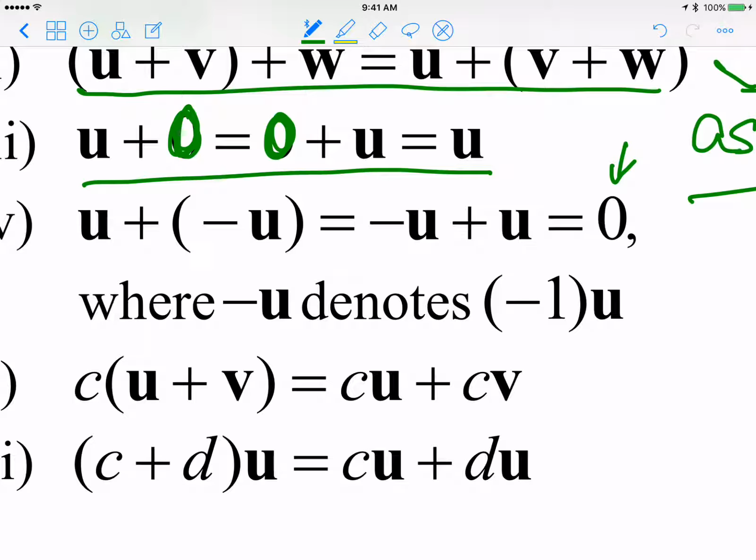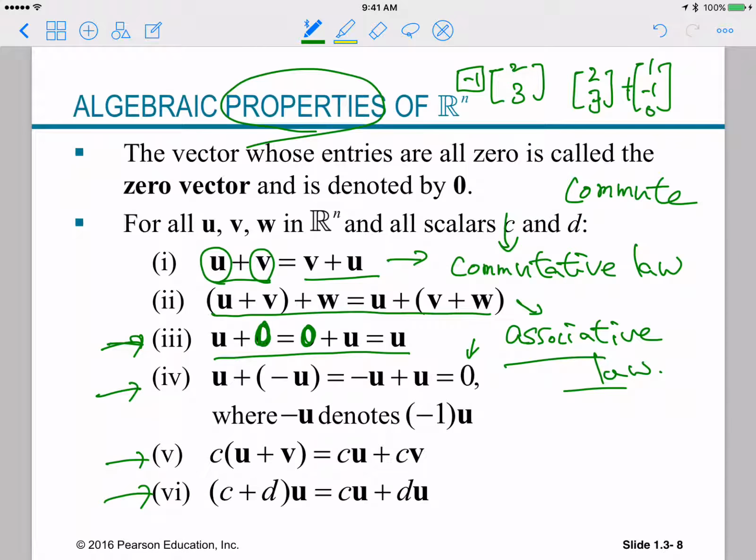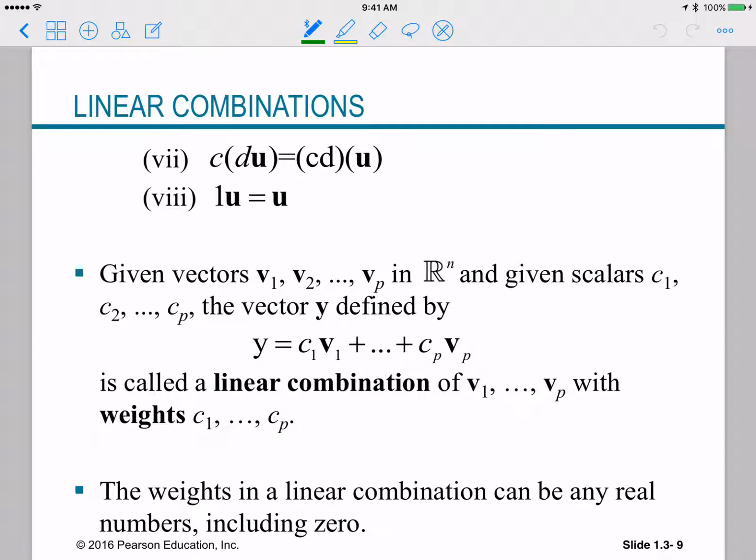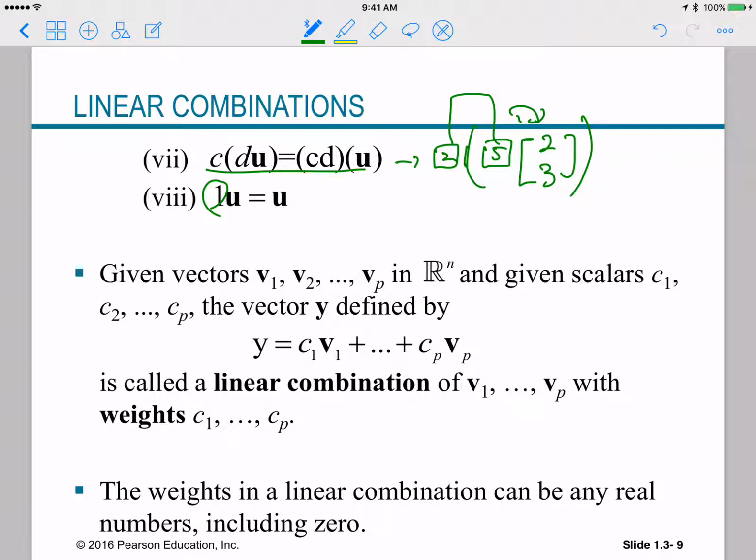Okay, so here's another error. This one should be vector 0, right? Zero vector. And then this, yeah. So c is something like 2, and d is maybe 5, and u is 2, 3. Okay, in that case, we first multiply these two before applying the multiplication to this vector. And then here is 1 times u, which means the scalar multiple of 1 of a vector is the same.